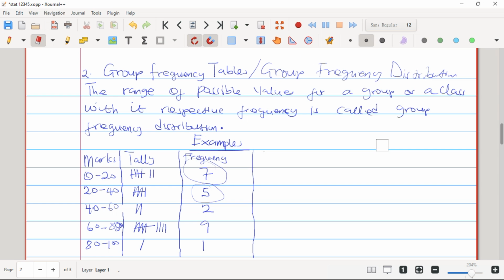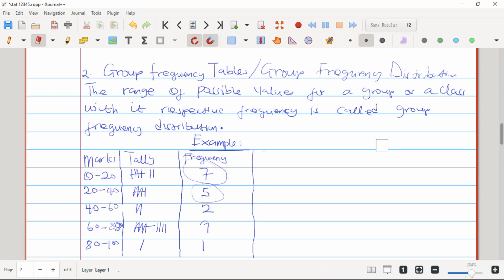This is telling us that within 0 to 20, we have about 7 individuals scoring. We have about 5 individuals scoring from 20 to 40. We have about 2 individuals scoring from 40 to 60. We have about 9 individuals scoring from 60 to 80. We have about 1 individual scoring from 80 to 100. So this is a typical example of a group frequency distribution.